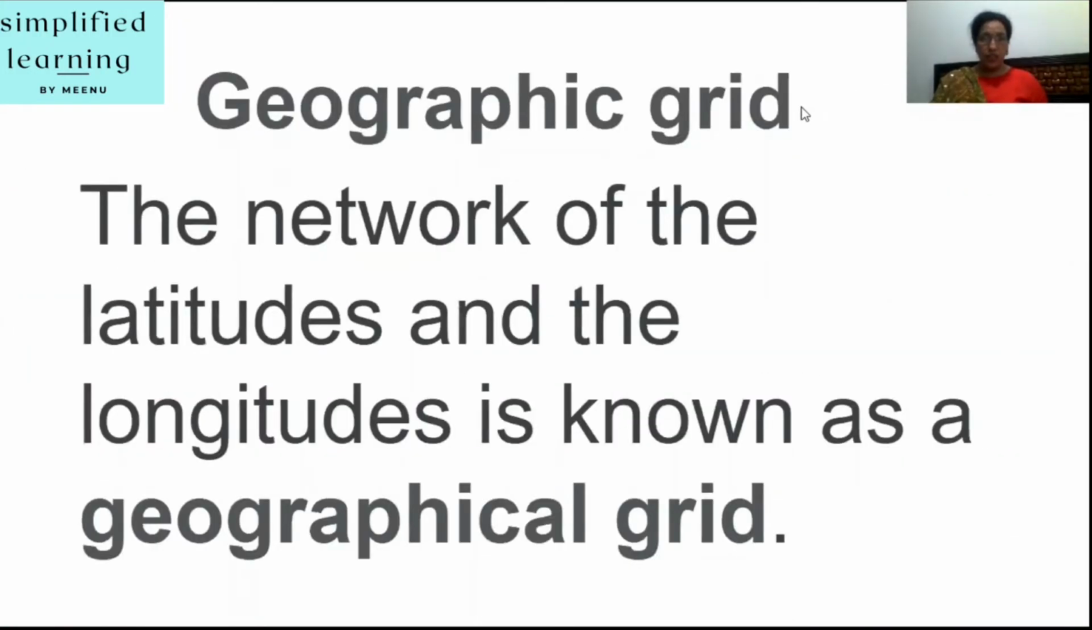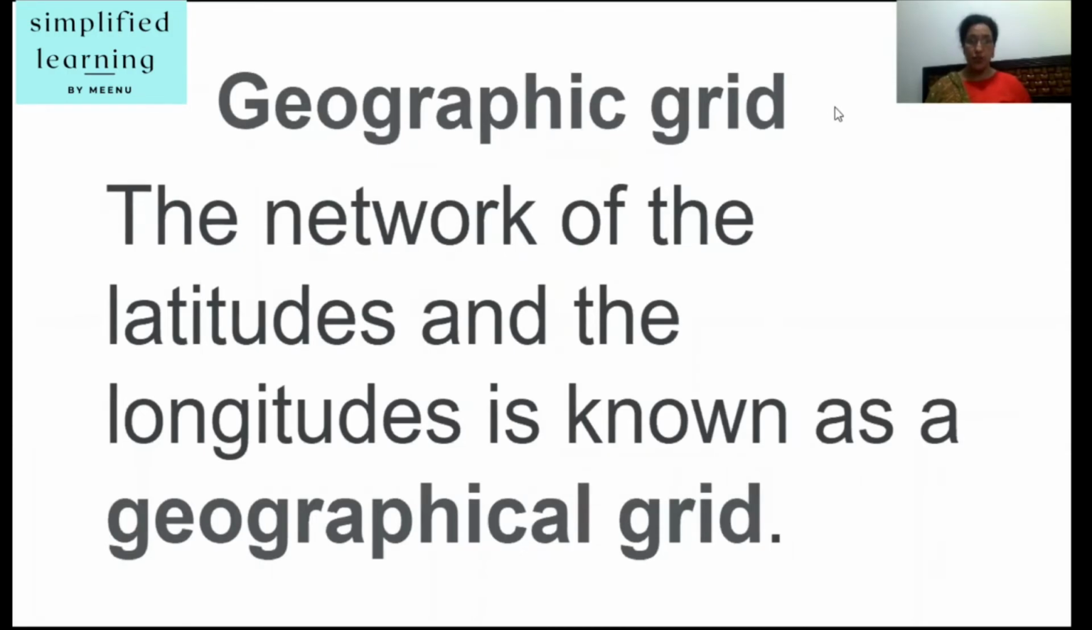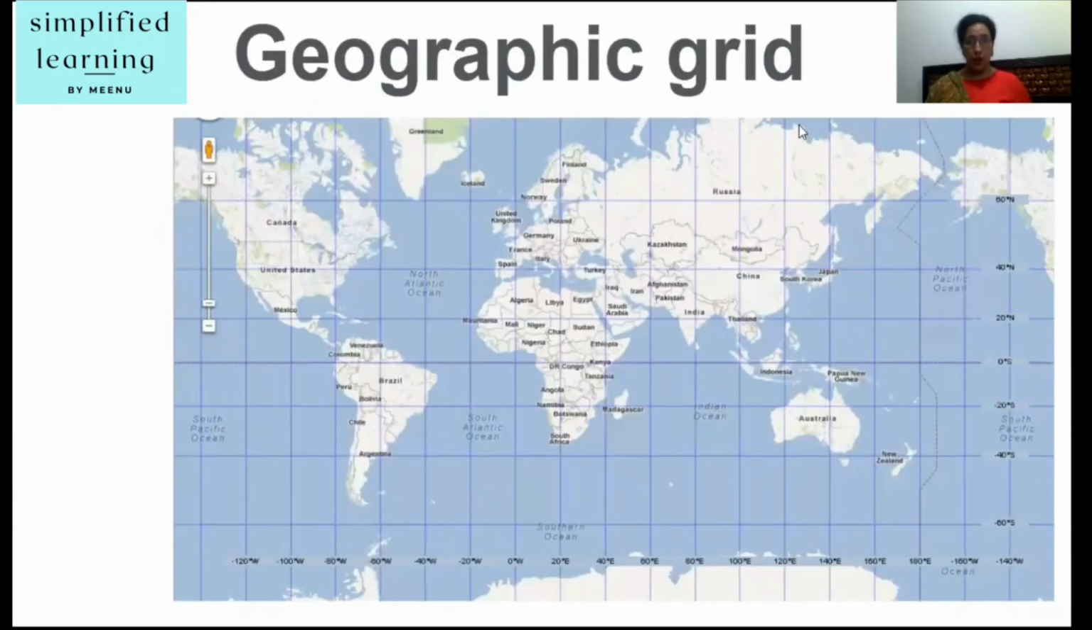What is a geographic grid? It is a network of latitudes and longitudes. The network of the latitudes and the longitudes is known as a geographical or geographic grid. I hope you know what latitudes and longitudes are. So, a network of horizontal and vertical lines, or latitudes and longitudes, drawn on a map or a globe. Here you can see these lines on the map. I'll show you on the globe also. This is called the grid system.